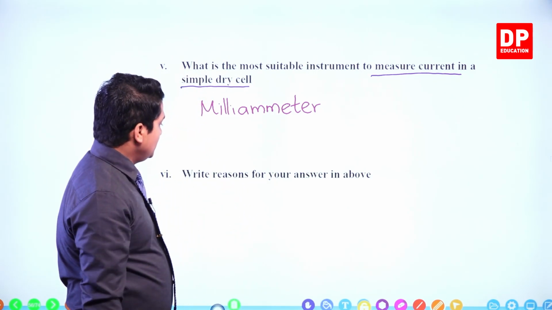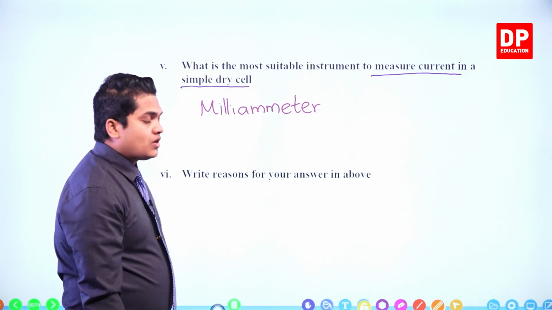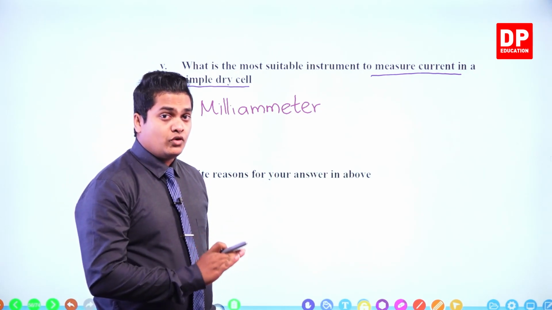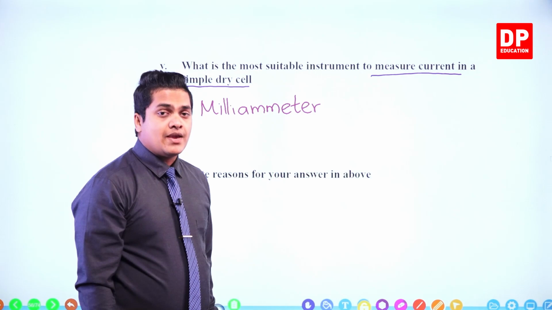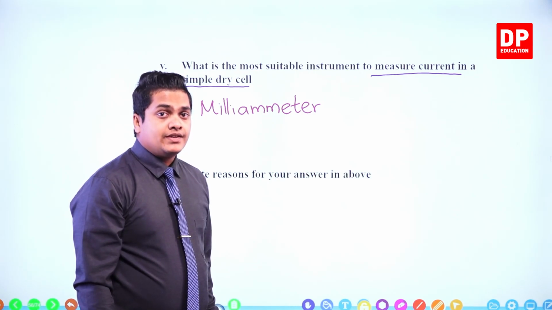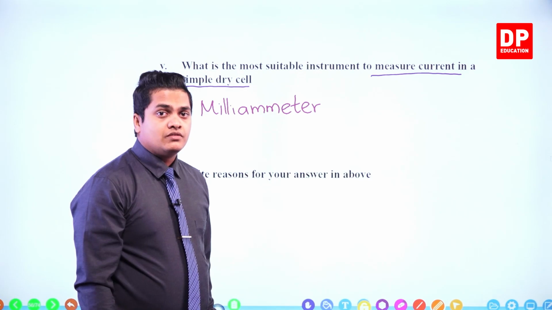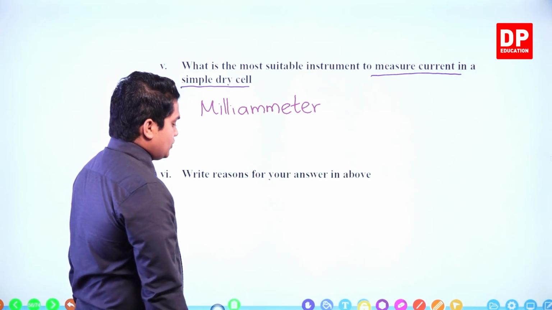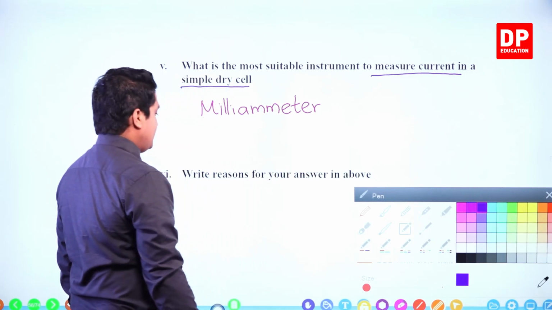Next one. Write reasons for your answer above. Our reason is that the milliammeter is more sensitive for small currents, right? To measure larger currents, we use the ammeter. We conducted an activity also to show that using a milliammeter is quite easy to measure very small currents, not the larger ones. So the reason is really simple. We can write it like this.